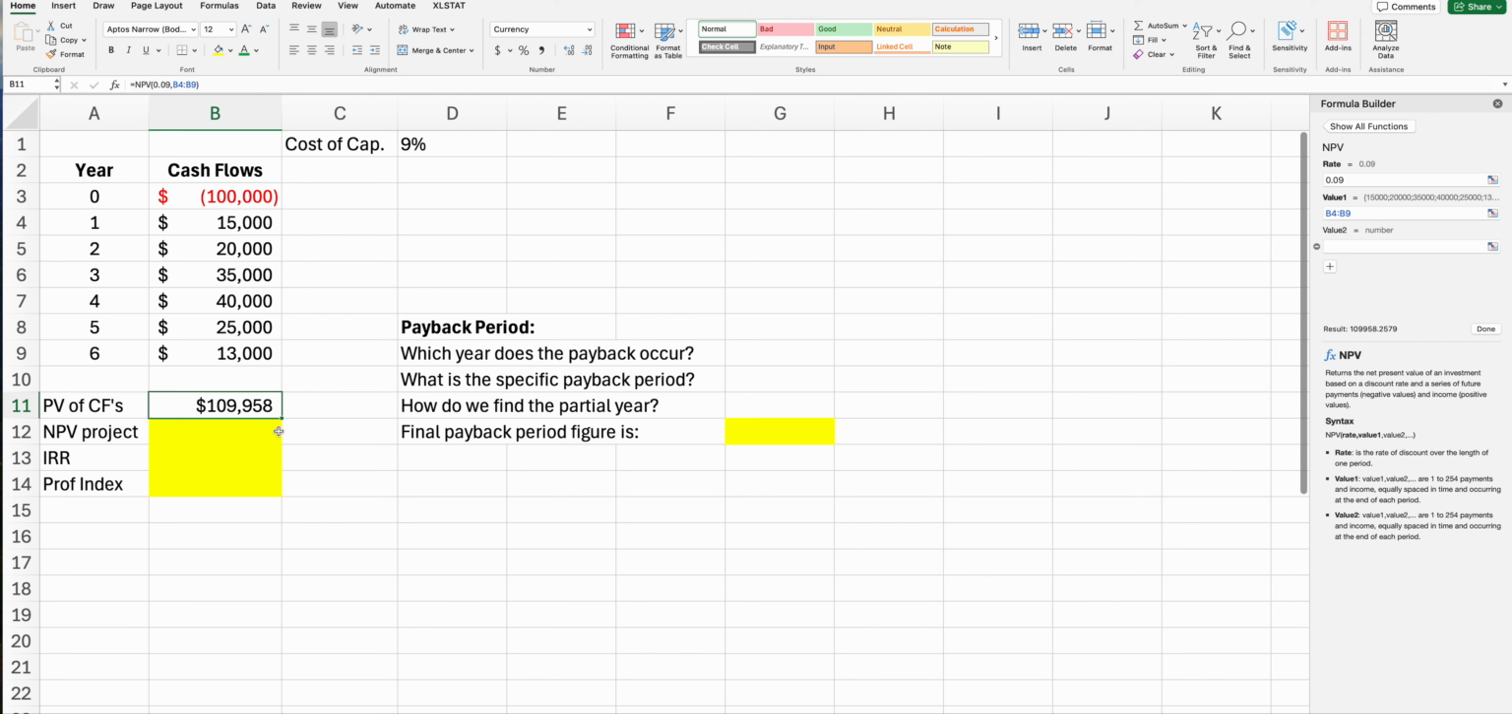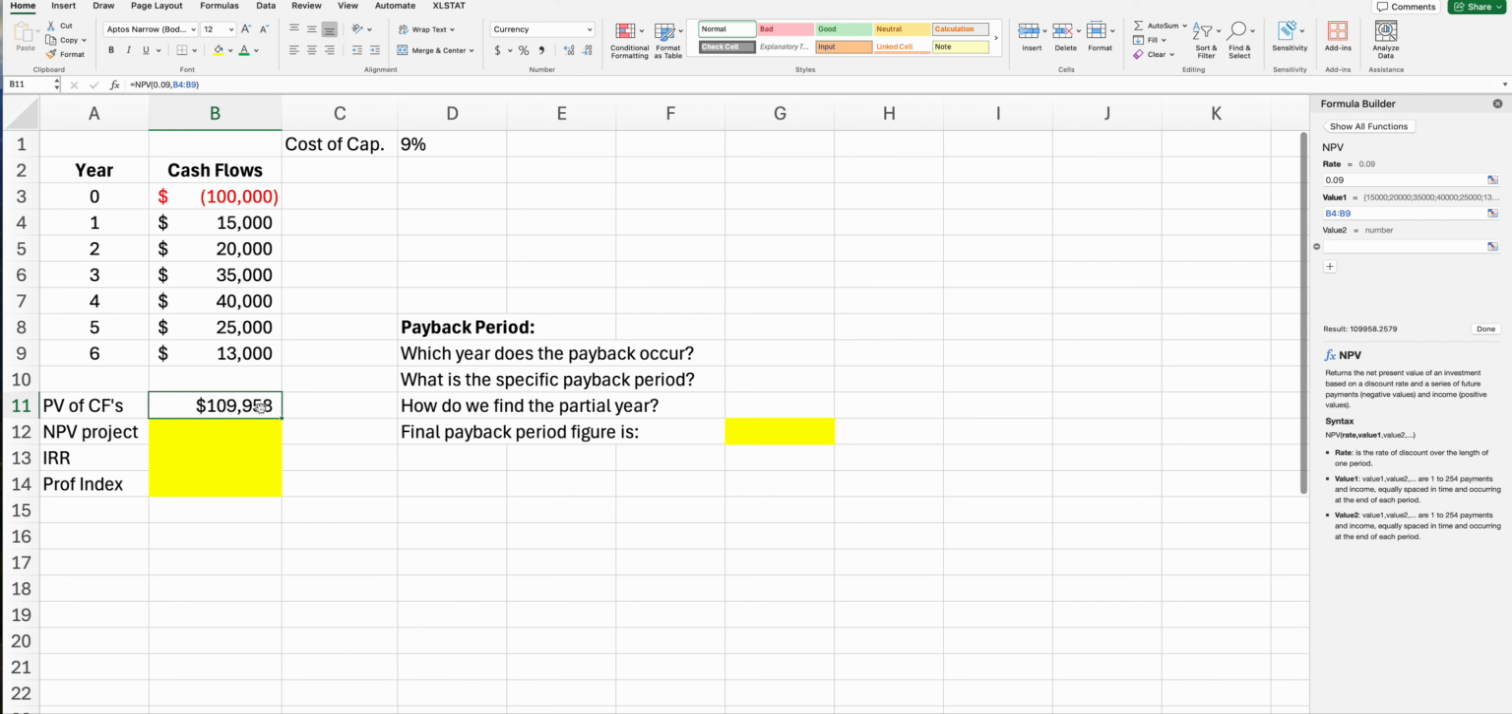So in this case, we have 109,958, which again, to make sure we're understanding what we're calculating, this is the present value of those future cash flows. This is not the answer yet of what's the net present value of our project that we're considering.